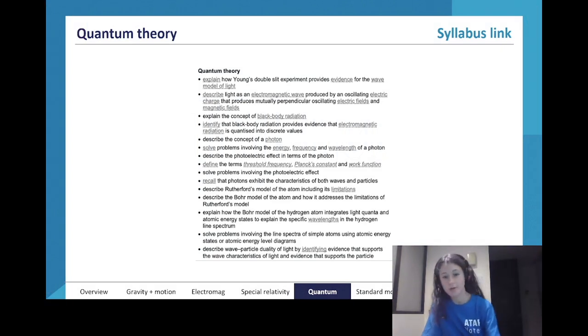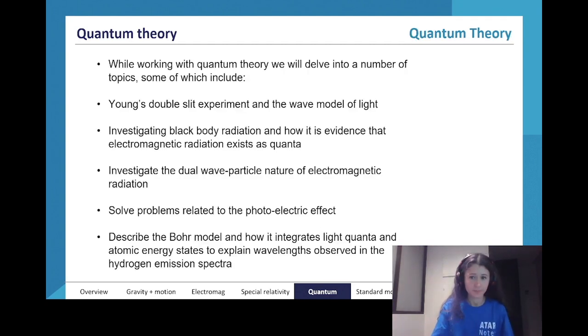It is also pretty cool. It tells us about the wave model of light, and then a lot about the different models of the atom, and the photoelectric effect, which is also really cool.